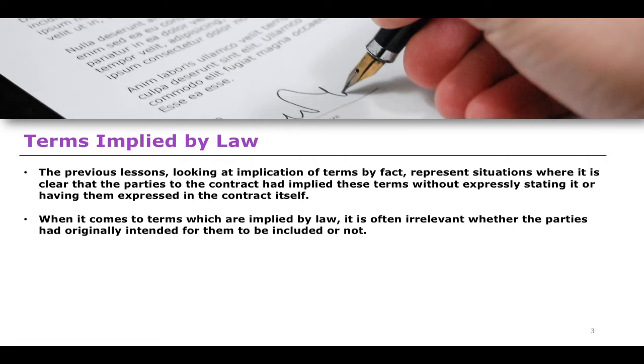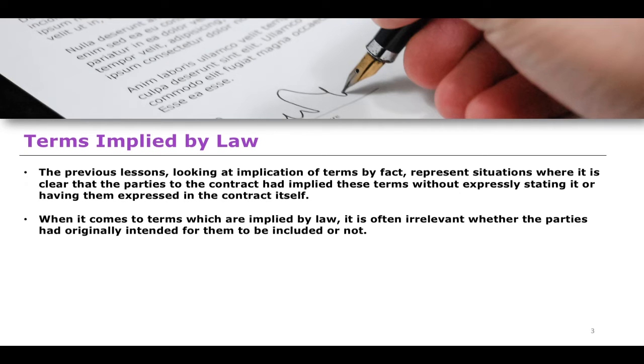In fact, terms which are implied in law are actually very, very different to those that are implied by fact. The fact of a particular circumstance may give rise to the existence of a contractual term that has been implied, owing to the fact that it is necessary for that term to exist. And there is also clearly an intention on the part of the parties for that term to exist in the contract.